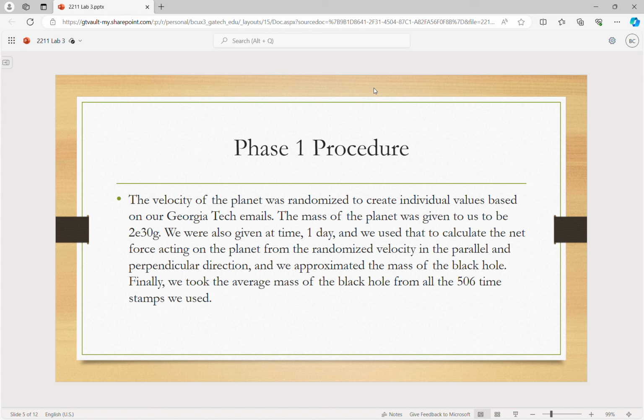Phase 1 procedure. The velocity of the planet was randomized to create individual values based on our Georgia Tech emails. The mass of the planet was given to us to be 2 e to the 30th grams. We were also given a time, 1 day, and we used that to calculate the net force acting on the planet from the randomized velocity in the parallel and perpendicular direction, and we approximated the mass of the black hole. Finally, we took the average mass of the black hole from all 506 timestamps we used.